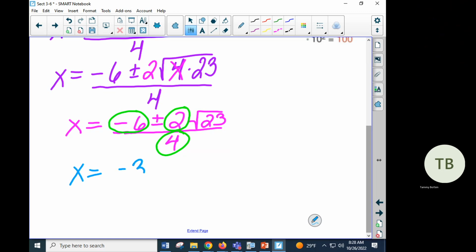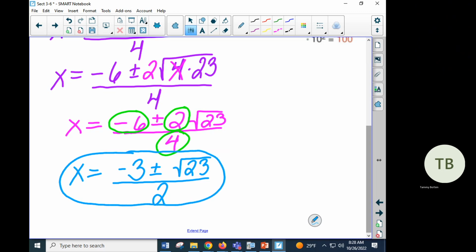-6 divided by 2 is -3. 2 divided by 2 is 1. You could put the 1 here. Most people would not, but you could put a 1 here. And then it would be root 23 all over 4 divided by 2 is 2. So that would be your answer.